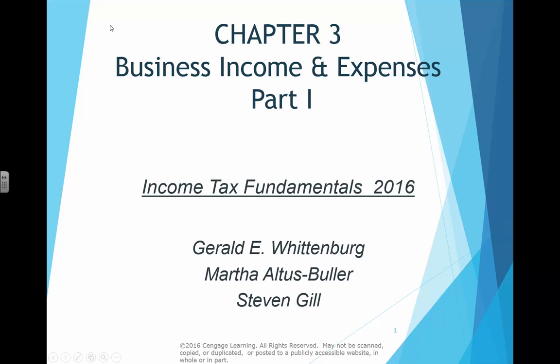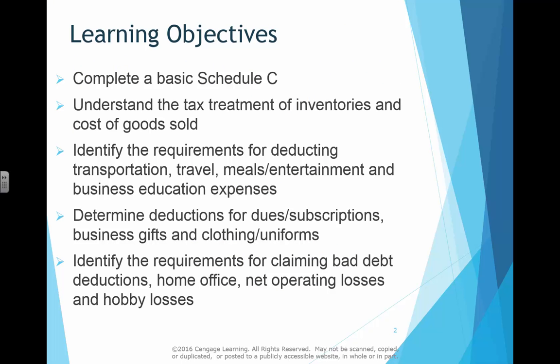We are going to start talking about chapter 3. This particular part of the book has 2 chapters. It's broken into part 1 and part 2. So we're going to be studying this idea of business income and expenses for 2 units. And we're really going to dig into the individual items.